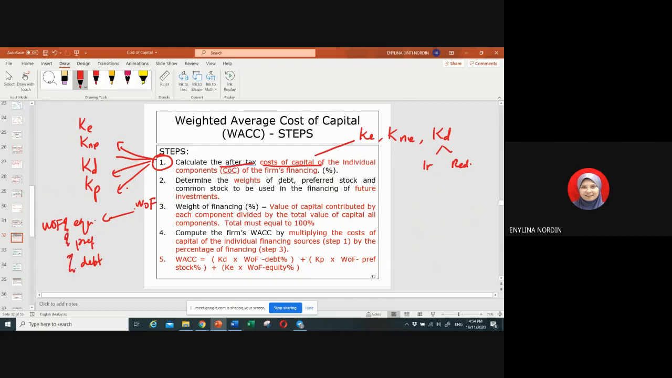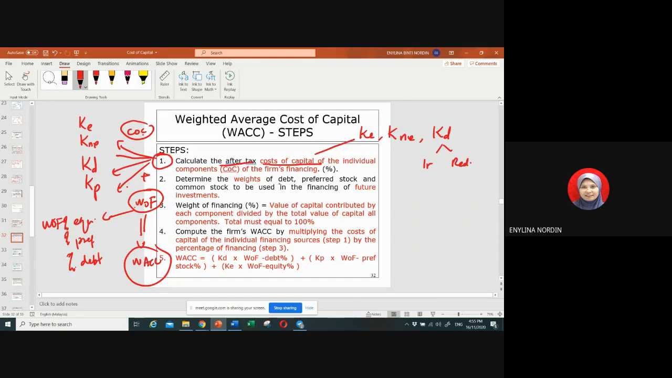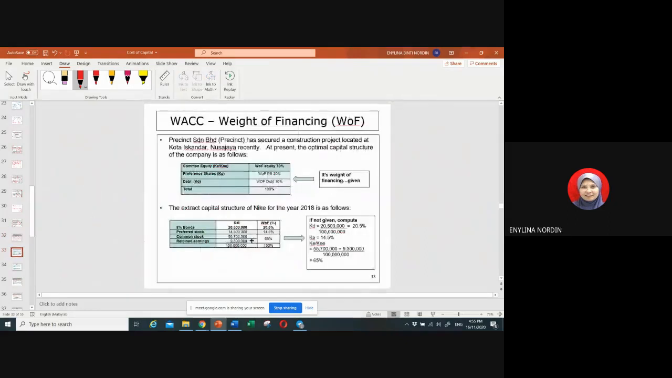Then you have the WOF for each component of the capital, and you have the cost of capital. You multiply these two, then total up the values, and you will get the WACC. Multiply first, then total up, then you get the WACC. Okay, let's look at the example of how to determine the WOF first.